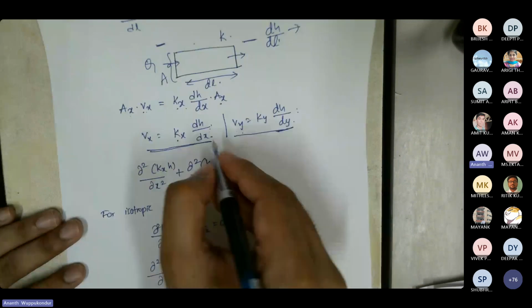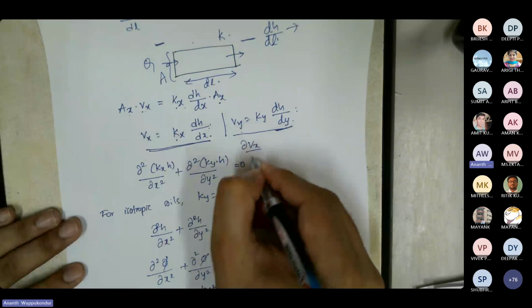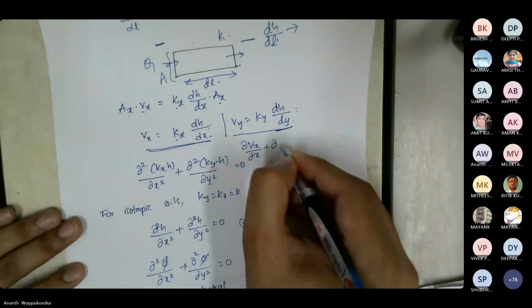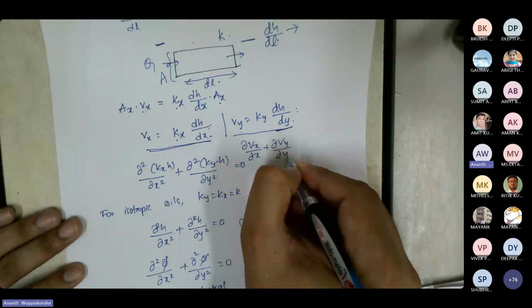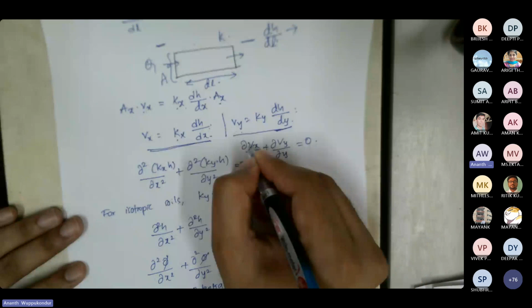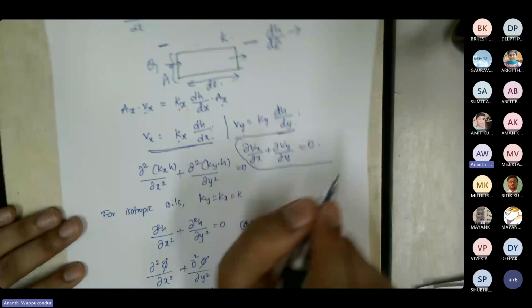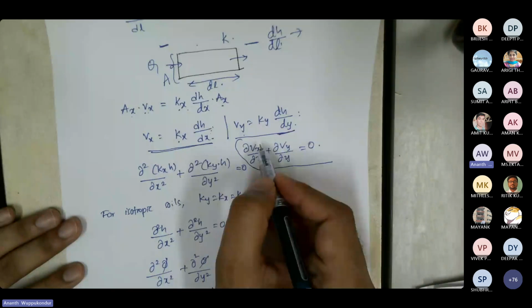Now earlier what we had was ∂Vx/∂x plus ∂Vy/∂y equals 0. This was the continuity equation we had. Now if you replace Vx and Vy with these new terms, what you get is this.